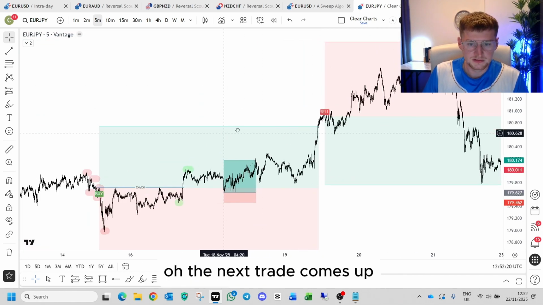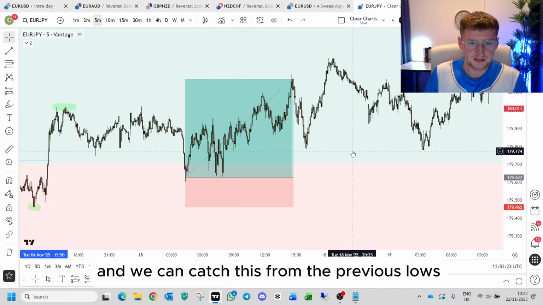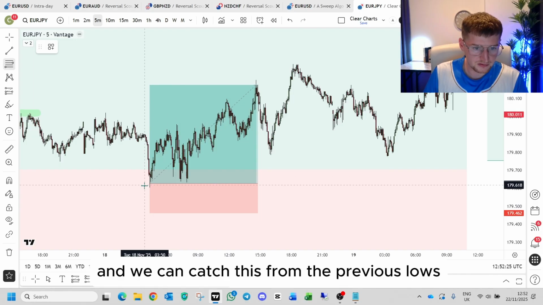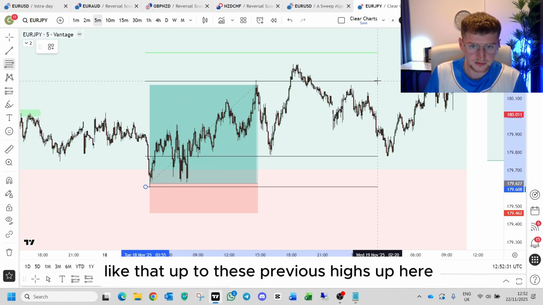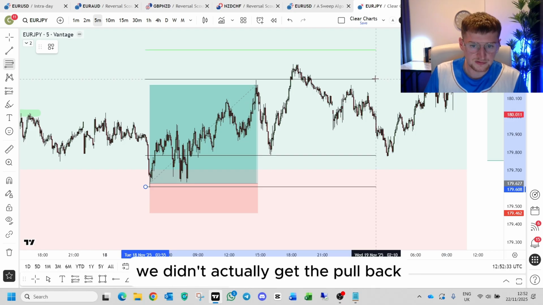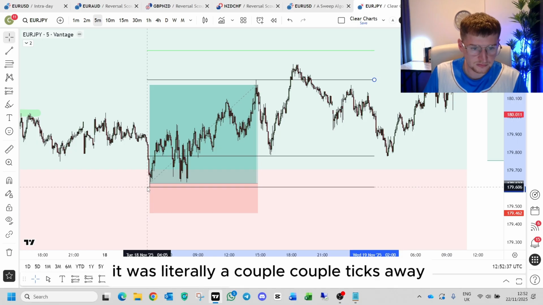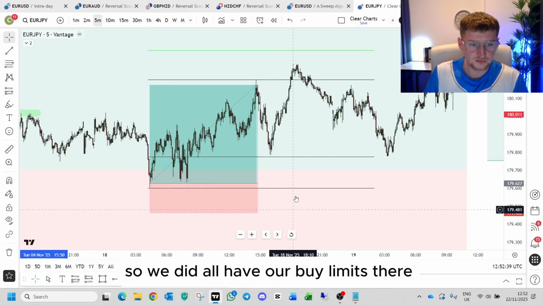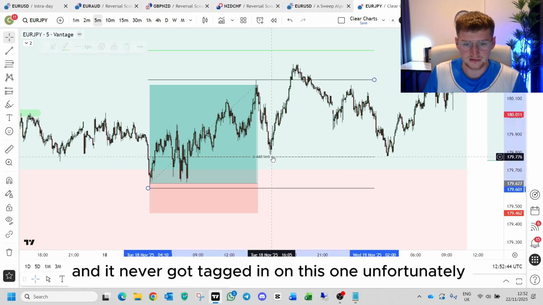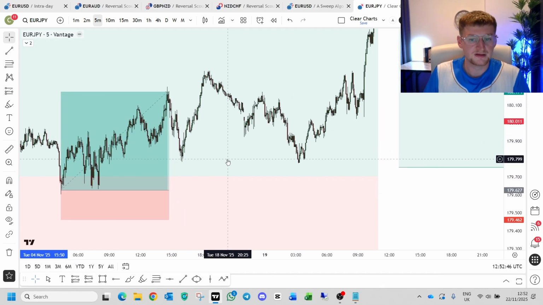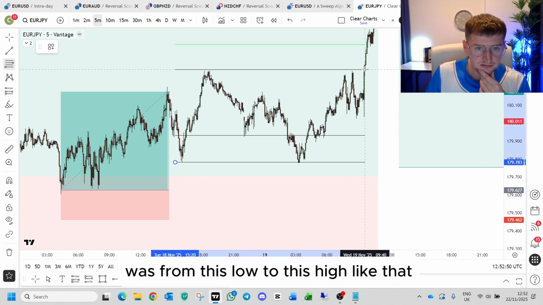Oh, the next trade comes up, next wave, sorry, and we can catch this from the previous lows, like that, up to these previous highs up here. Now what happened there is we didn't actually get the pullback. It was literally a couple ticks away. So we did all have our buy limits there waiting in the Discord, and it never got tagged in on this one, unfortunately. Then the next wave after this was from this low to this high, like that.